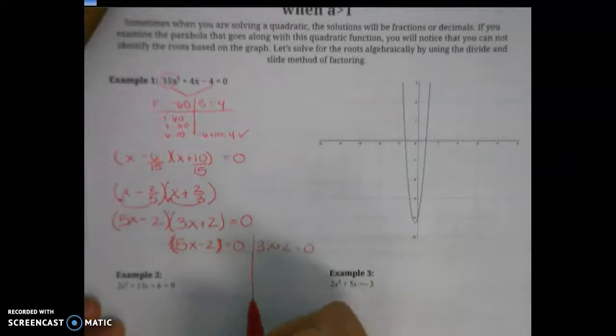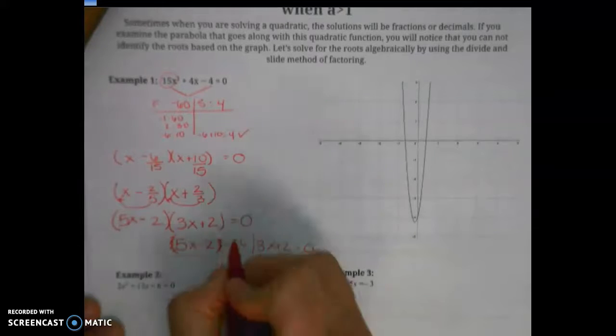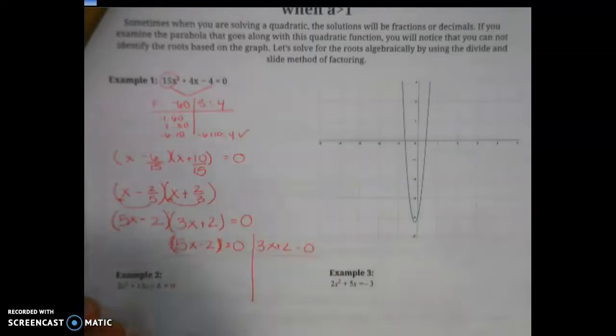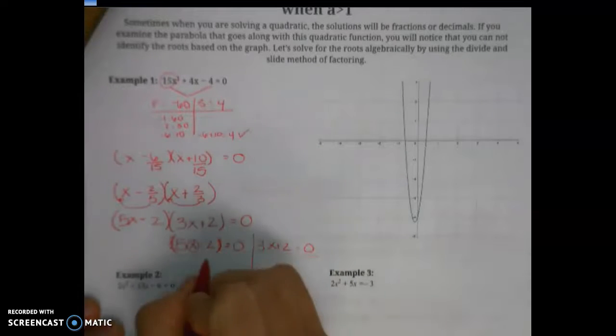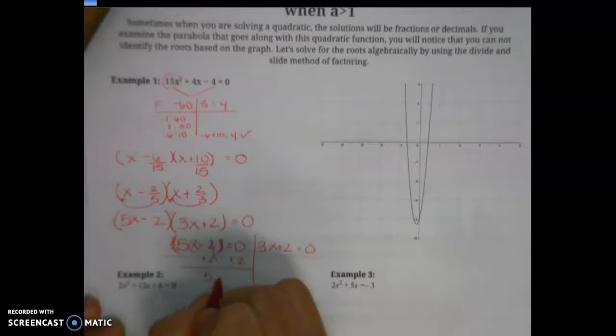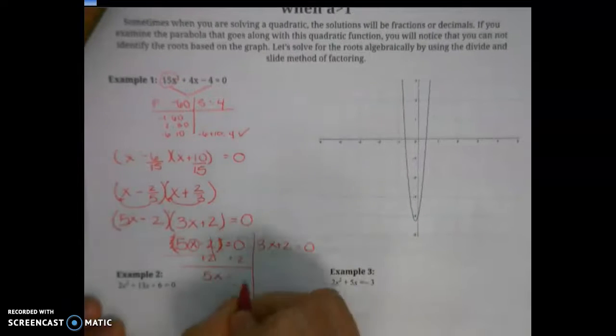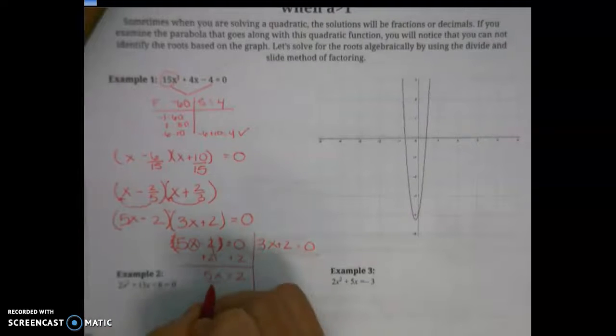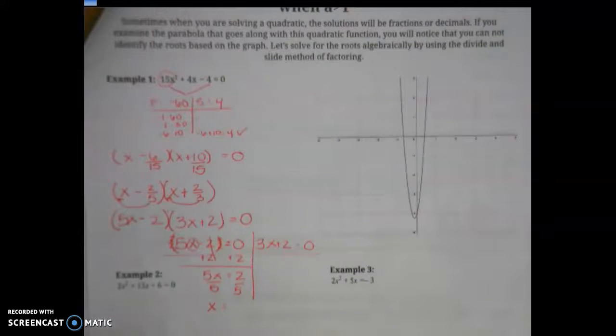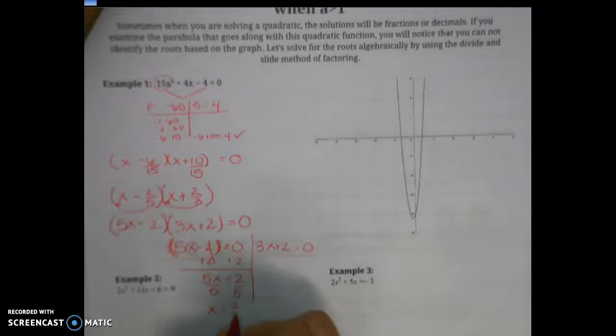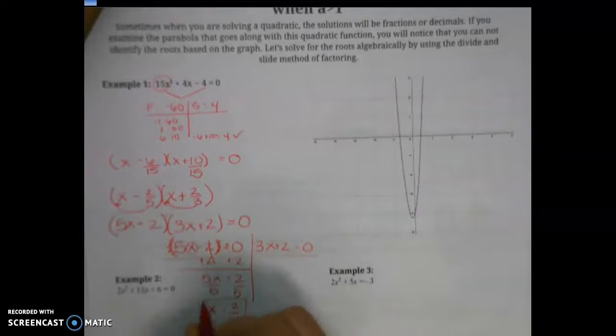Okay, I'm going to solve each of these equations for x, and they're both two-step equations. So my first equation, I'm going to add 2 to both sides. I'll get 5x equals 0 plus 2, which is 2. And then I'm going to divide both sides by 5, and I get a fraction, so I'm going to leave this as 2/5 as one of my solutions.